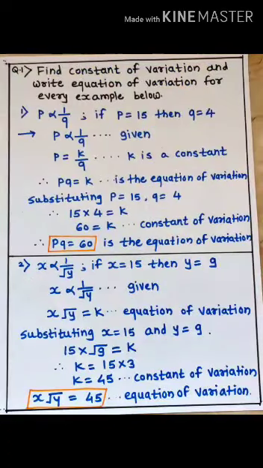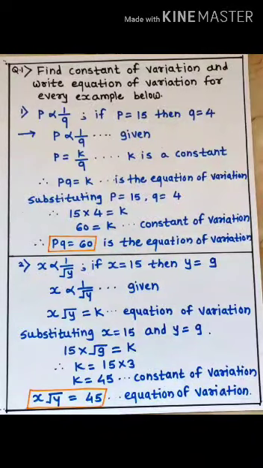Now let's learn how to write the equation of variation for a given example. Question: find the constant of variation and write the equation of variation for every example below. First example, P varies inversely as Q. If P is equal to 15, then Q is equal to 4. Now see what is the solution.